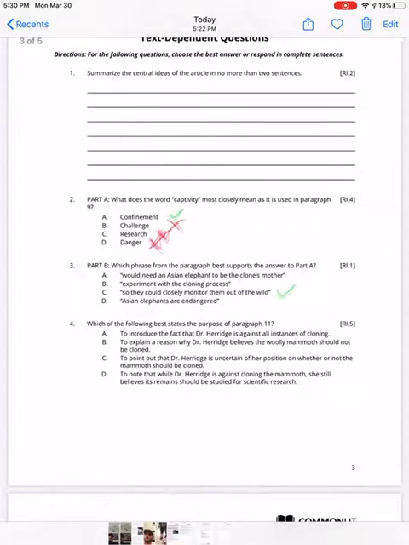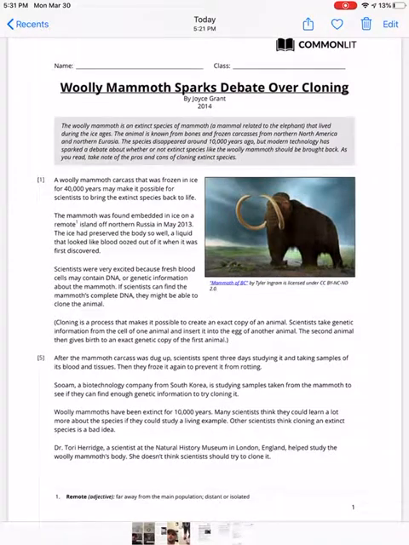So let me go back and read this passage up until we get to paragraph 9. My goal for this is to find what the word captivity most closely means as it is used in paragraph 9, and which phrase best supports the answer to part A. I think that my answer is confinement, and I think that my answer is so they could closely monitor them out of the wild, just based on those things, but I don't know yet. So let me go back and now read this. If you don't want to listen to me read it, just pause it and read it for yourself. If you'd like to listen to me read it, great. You will be doing this on your own anyway here in just a few. So make sure that you have that at least down.